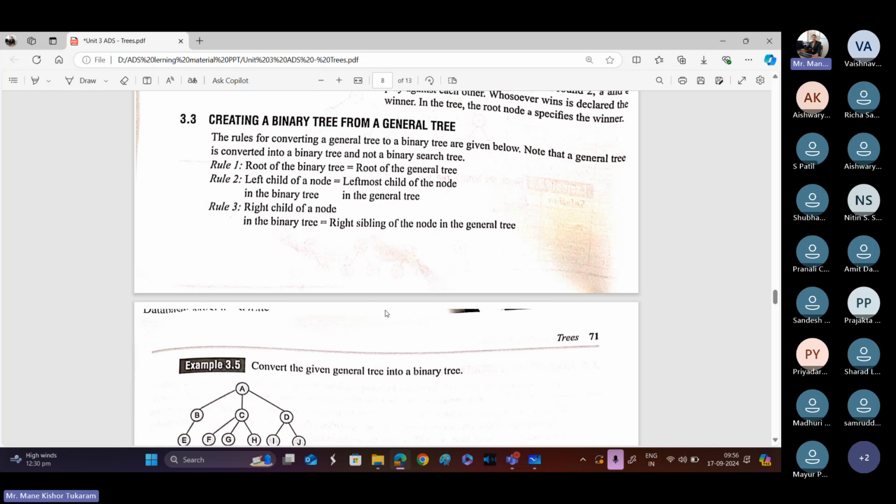Okay, so I just copy this particular and I will just tell the particular example over here. Creating binary tree from general tree. Okay, so here we want to just convert the general tree into the binary tree.